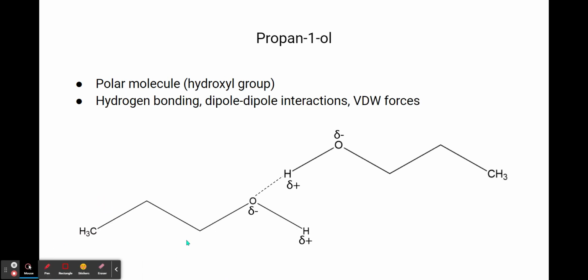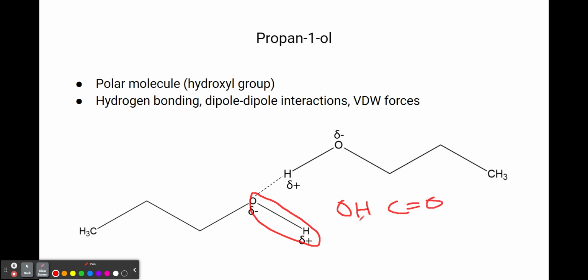Taking a look at propan-1-ol, propan-1-ol is also a polar molecule because of the hydroxyl group at the end. And because of this hydroxyl group, which is unlike the formyl group that we previously spoke about, this functional group has a hydrogen in it, which allows alcohols to have hydrogen bonding capabilities. For example, here, a hydrogen bond is shown between two propan-1-ol molecules between the partial negative oxygen and the partial positive hydrogen of two molecules.